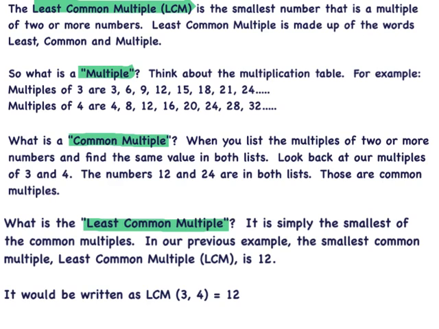So if we put all that together and we say, well, what is the least common? Of course, the word least means the smallest. So it's simply the smallest of the common multiples. So we're going to look at our multiples, find the ones they have in common, and then to find the least common, it's simply the first number that we come to in both rows. So in our previous example, we saw the 12s and we saw the 24, but what is the least or the smallest common multiple? Well, it would be 12. And it would be written like this. The LCM, or the least common multiple, of 3 and 4 is 12.